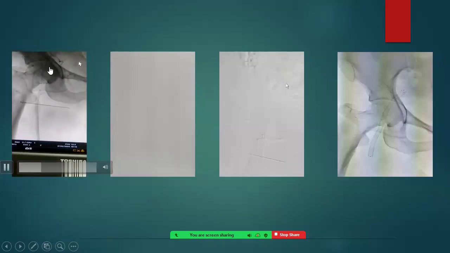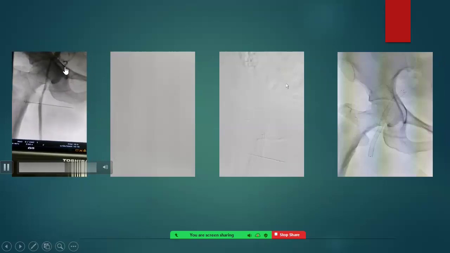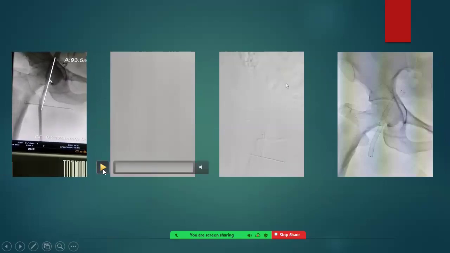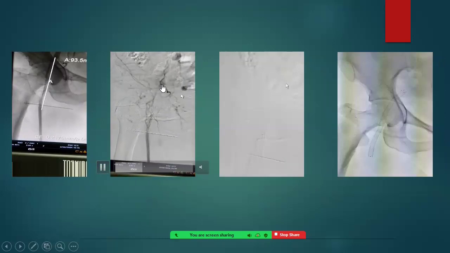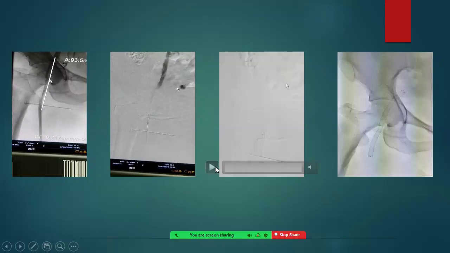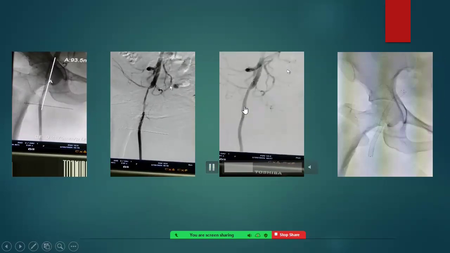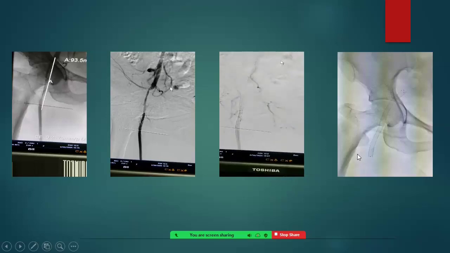Again, after ballooning, this 5 centimeter segment of the artery, which initially showed the thrombotic disease, shows only irregularity. The rest of the SFA shows proper flow. Only this segment shows faint opacification. So we put the stent only in this segment of the artery. This is again after the ballooning. This is after putting in the stent.